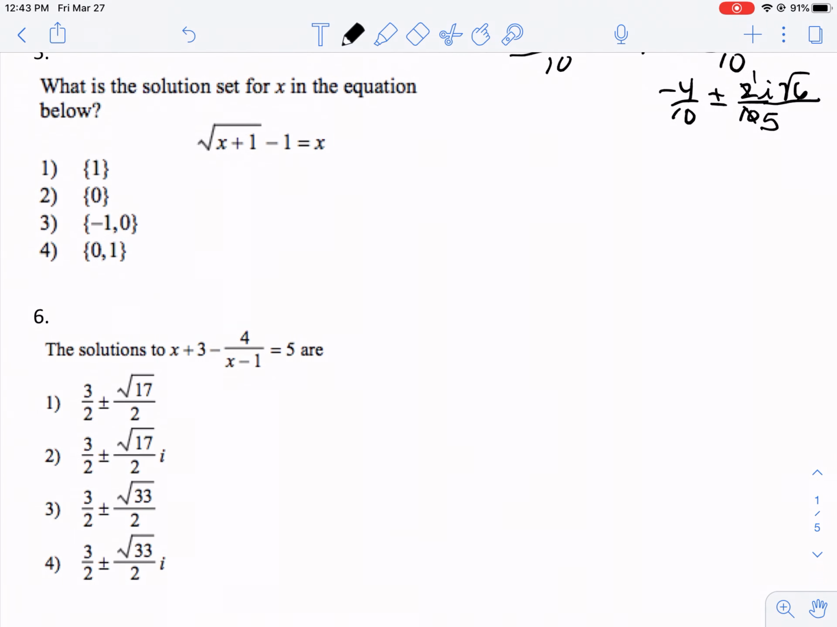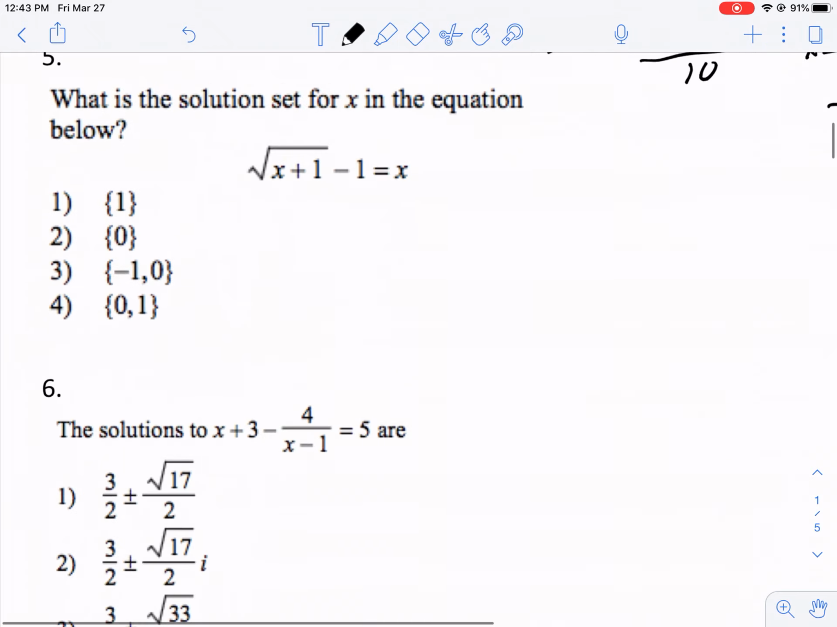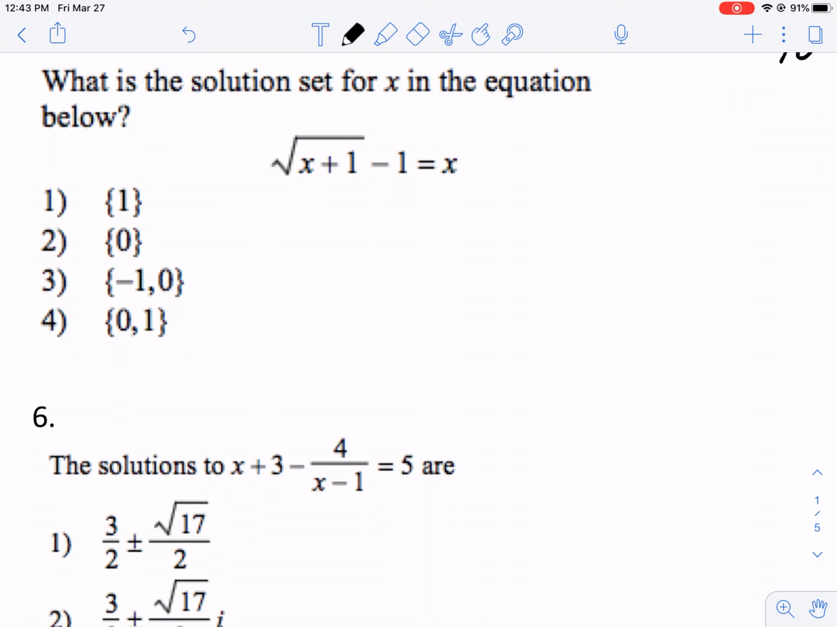Alright, here's another radical equation. They give you possible answer choices. It's multiple choice. If you really wanted to, you could take each answer, plug it in, and see if it works. But I'm going to show you the math way. You've got to get the square root by itself, so I'm going to add 1 to both sides.